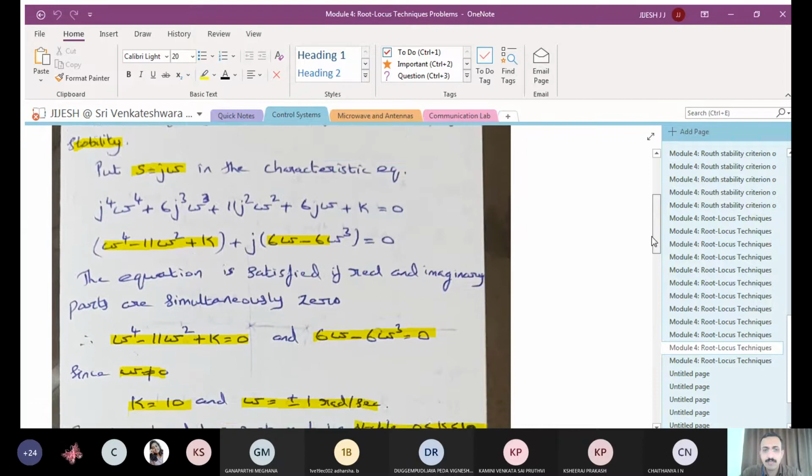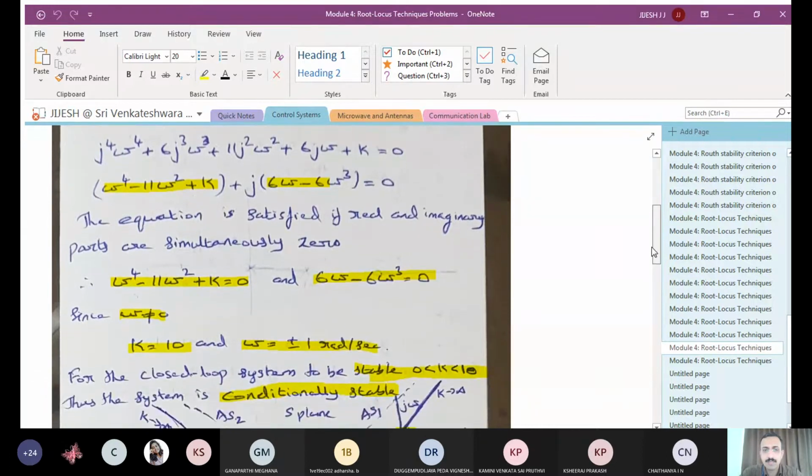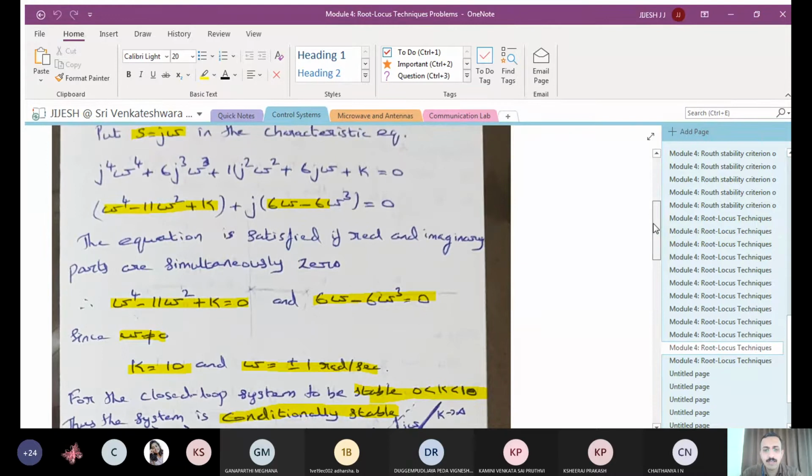So once you complete it, we can see that for a closed loop system to be stable, we can write the condition as 0 less than k less than 10, and the system can be called conditionally stable. So this is what we have completed, all the steps.